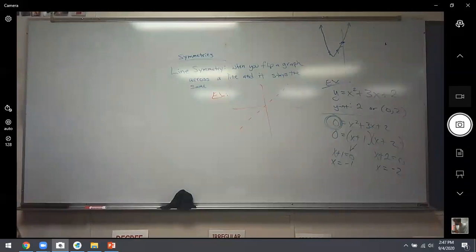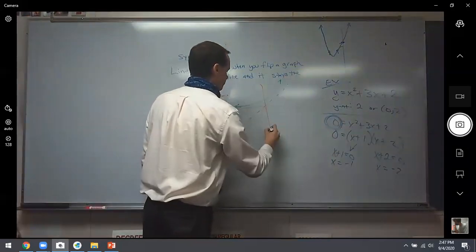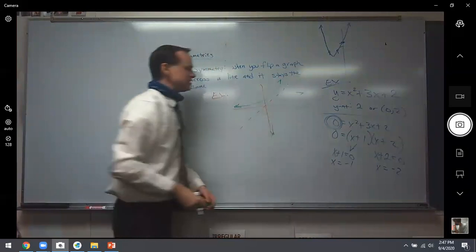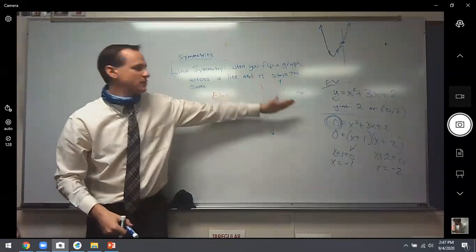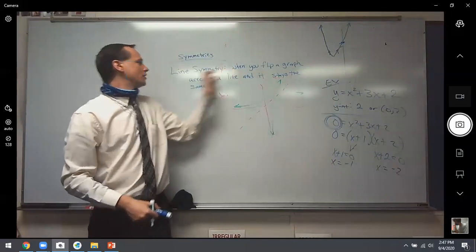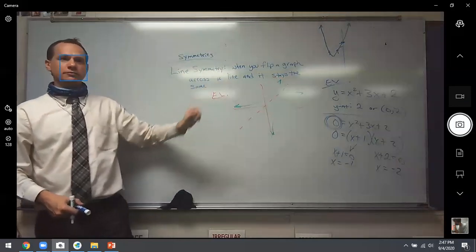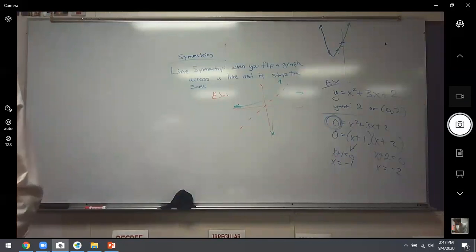And I might take some kind of graph and make it look like this or something like that. Is that roughly the same thing if I took this image and I flipped it over that line? Would it kind of be the same thing? So this graph has what? Line symmetry.